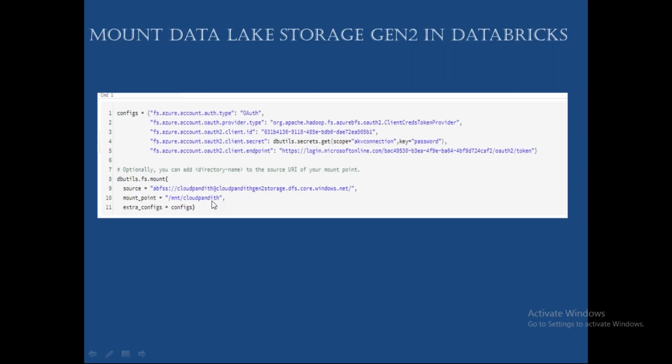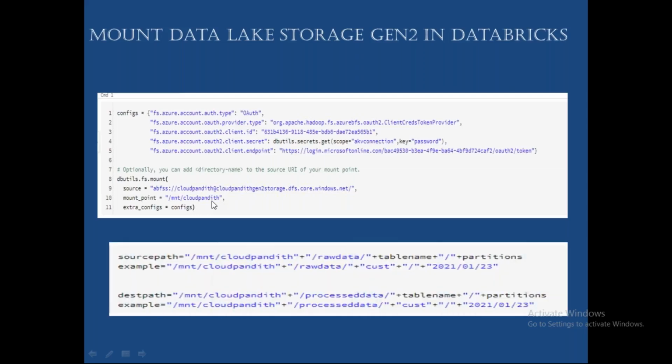from Databricks now. So now I want to do something like this. See, source path: /mnt/cloud pandit, and raw data is my folder. From the raw data folder, I need to pick the data and load it into the processed data folder. But now my question is, which table? The table I need to get dynamically. Partitions I also need to get dynamically.